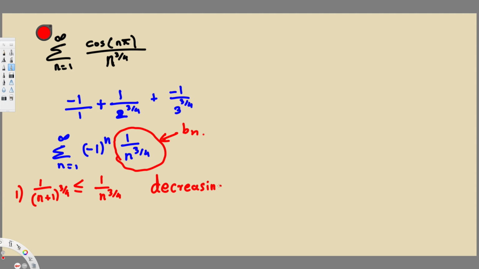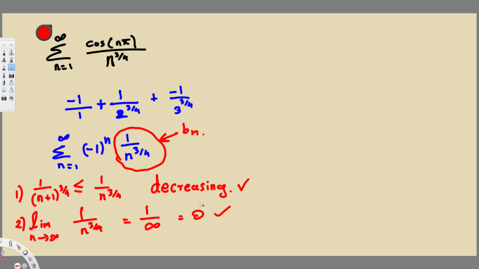Let's do the second test, that is the limit test. If I take the limit and it's equal to 0, that satisfies both of the tests. So the limit as n approaches infinity of 1 over n to the power 3 over 4. If we plug infinity in for n, that's going to be 1 over infinity. We know that 1 over infinity is equal to 0. So this is passing both parts of the alternating series test. So this is a convergent series.